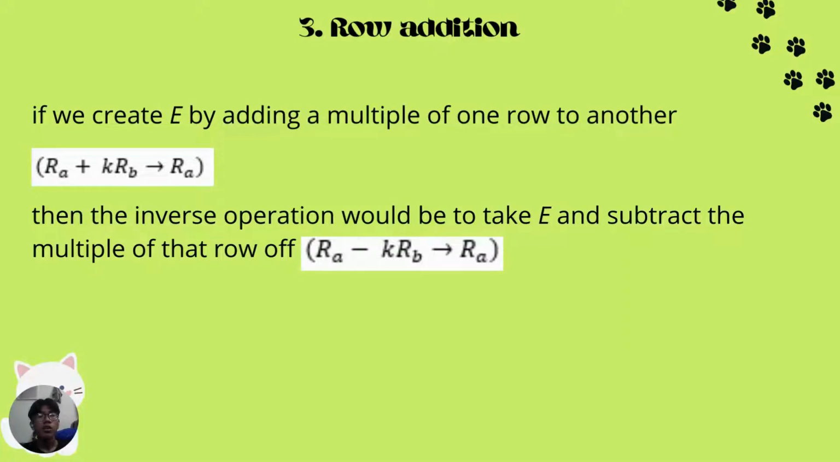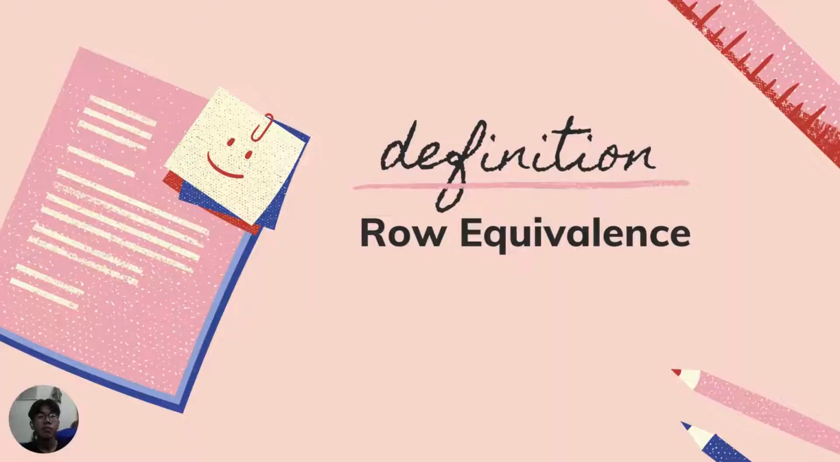And lastly, row addition. If you create E by adding a multiple of one row to another, for example row A plus K row B to row A, then the inverse operation will be to take E and subtract the multiple of that row off. For example, row A minus K row B to row A.